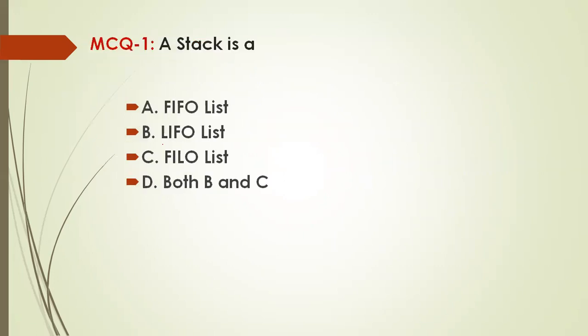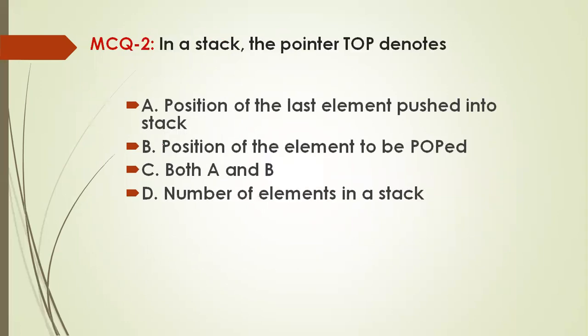Let us check our level of understanding through some multiple choice questions. A stack is a first in first out list, last in first out list, first in last out list, both B and C. Because last in first out and first in last out are one and the same, the correct answer is D. In a stack, the pointer top denotes the position of the last element pushed onto the stack. That is also true. Position of the element to be popped, to be removed. That is also true. The correct answer is both A and B, C.